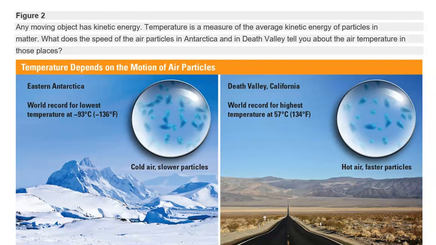And in Death Valley, California, the world record for the highest temperature is 57 degrees Celsius. That doesn't sound too hot until you convert it to Fahrenheit, 134 degrees Fahrenheit. Hot air, faster particles.